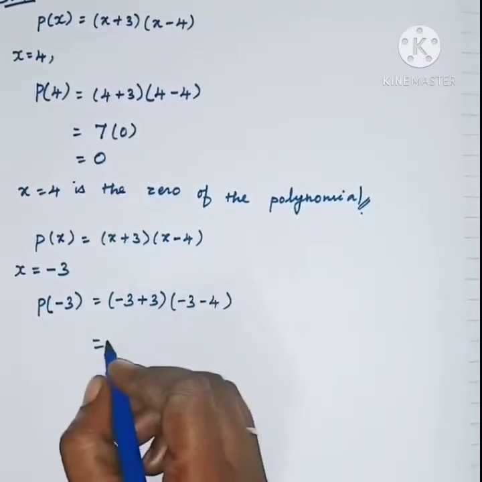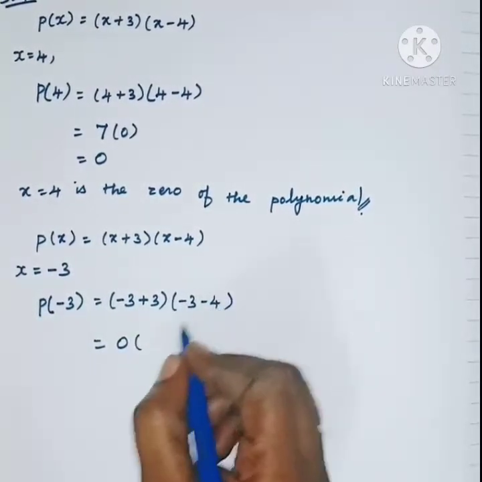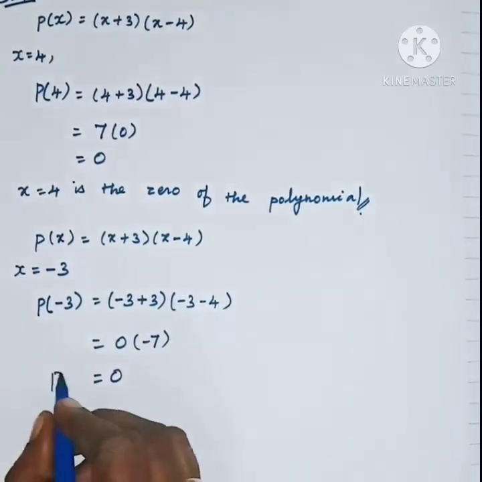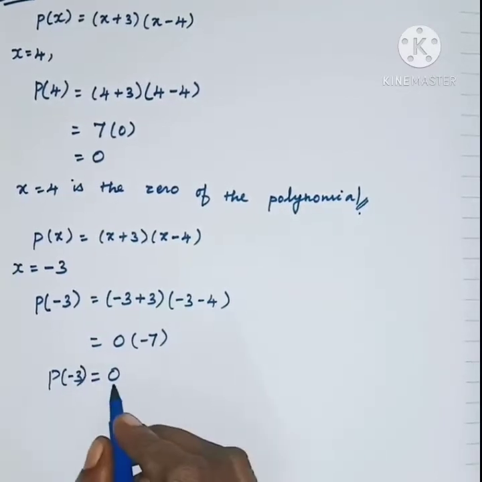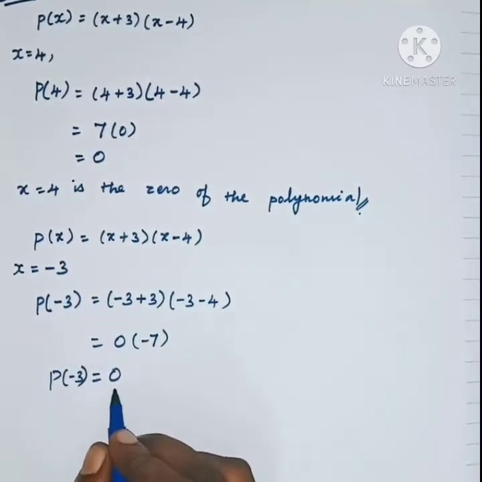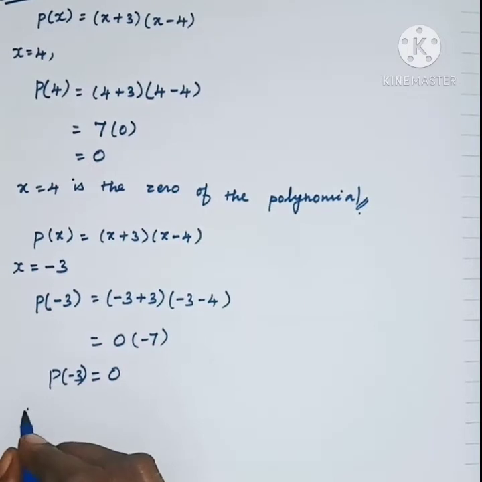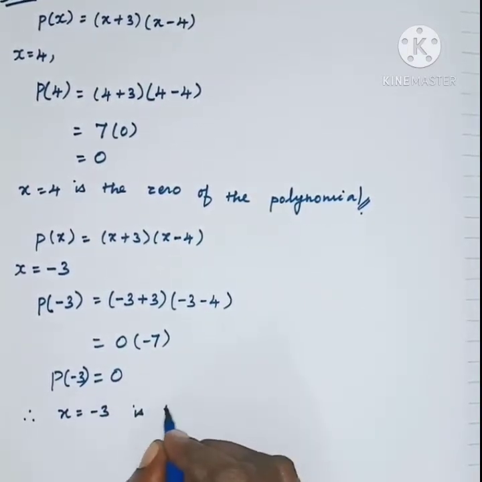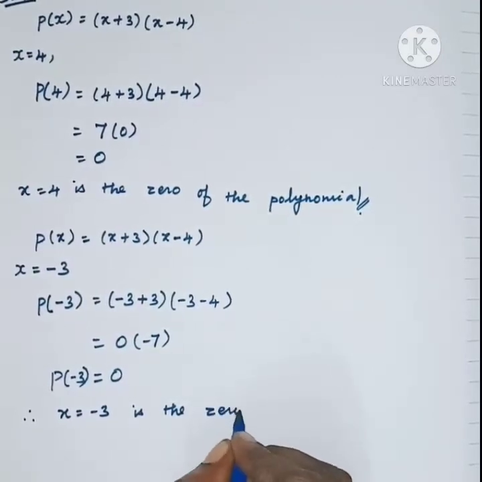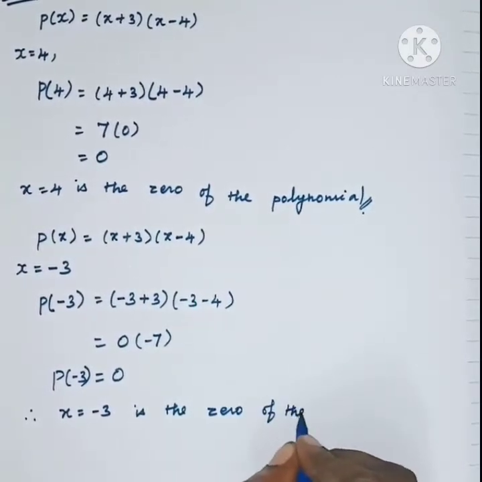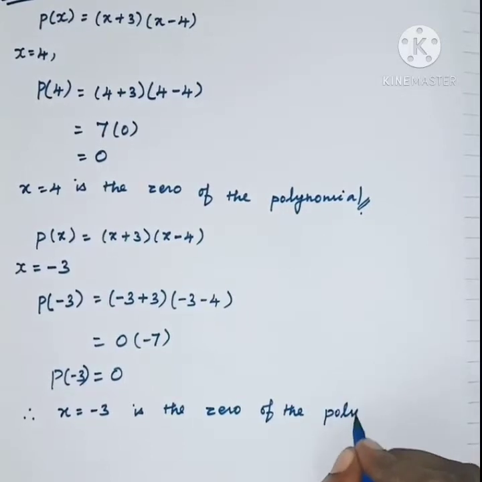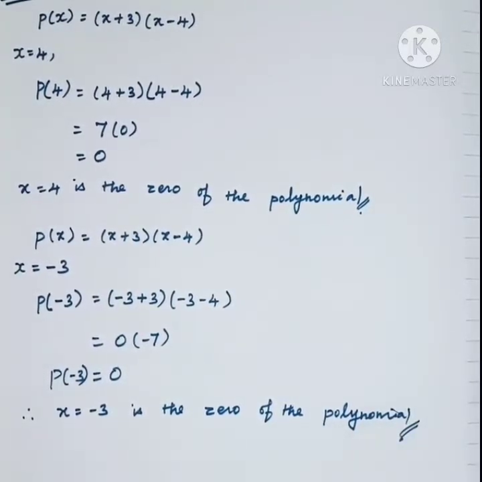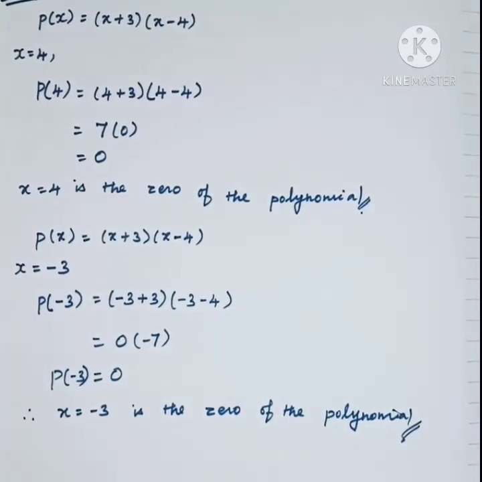Minus 3 plus 3 is 0. Minus 3 minus 4 is minus 7. 0 into minus 7 is 0. So p of minus 3 is equal to 0. We got the answer 0. Therefore x is equal to minus 3 is the zero of the polynomial. This is the answer for the last sum, fifth sum, last subdivision.